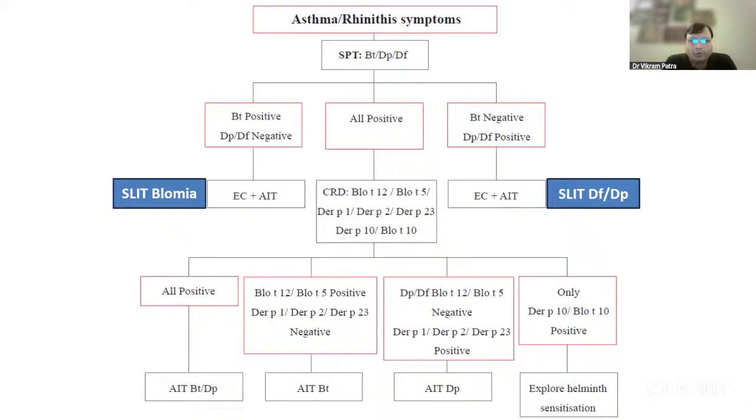But Blomia has come positive on skin prick test. DFDP is negative. Here also we will directly start with immunotherapy for Blomia. Here there is no confusion at all. Now, why Blomia negative, DFDP positive?